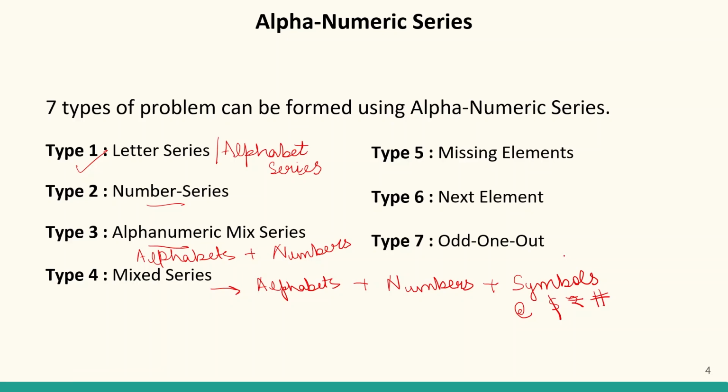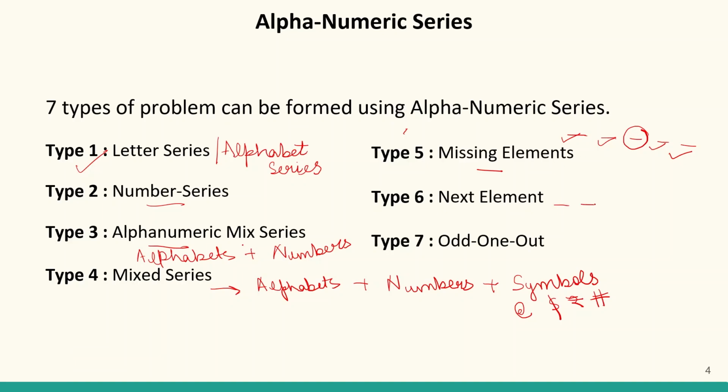Then we have missing elements. So what do we mean by missing elements? Missing elements basically means we have a series in which, let's say there are 5 elements. These 4 are given. We know this, this, this, and this, and we have to find this middle term. So this term is missing. That is called missing element series.